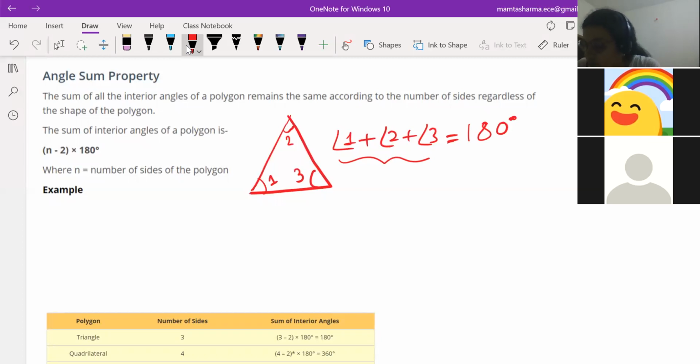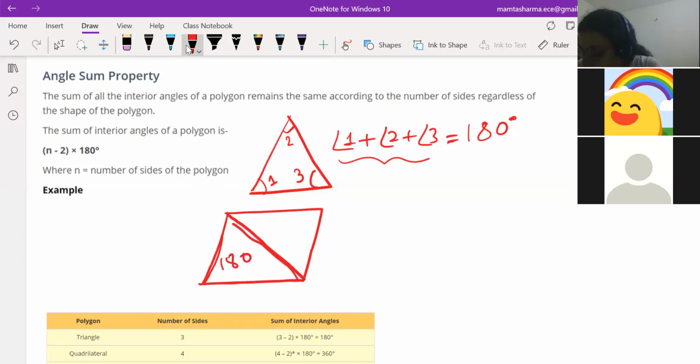For a quadrilateral, it is 360 degrees. Why is it 360 degrees for a quadrilateral? Can you explain it? Since we can divide this quadrilateral into two triangles, and we know that the angle sum of a triangle is 180 degrees, since there are two triangles, 180 plus 180 is 360 degrees.